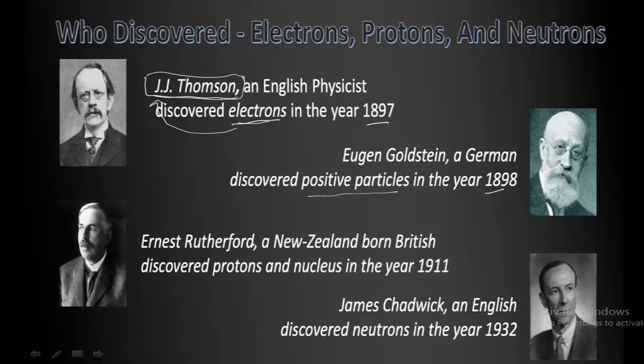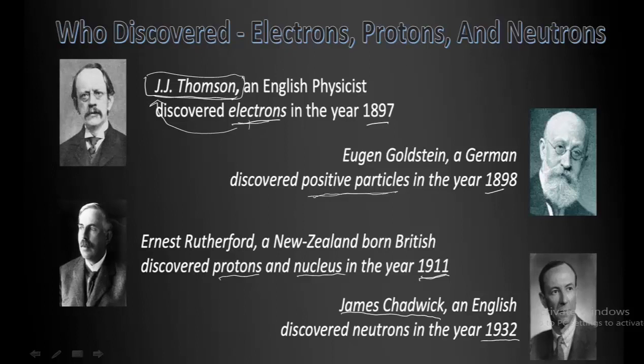Later, Ernest Rutherford discovered protons and the nucleus in the year 1911. Goldstein had already discovered the presence of positive particles, but Rutherford gave the term proton and also explained about the nucleus in 1911. And finally, James Chadwick discovered neutrons in the year 1932. So these are the scientists who discovered electrons, protons and neutrons.